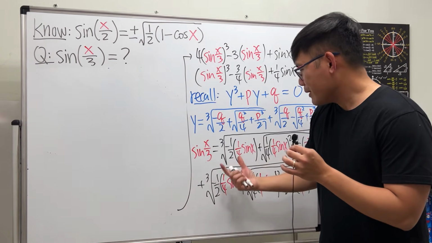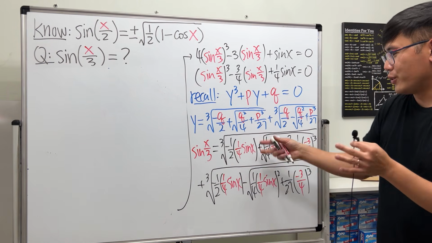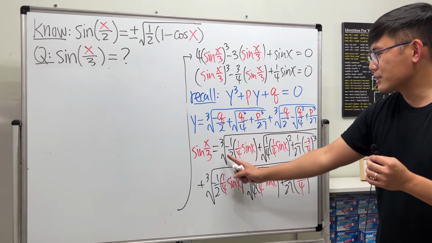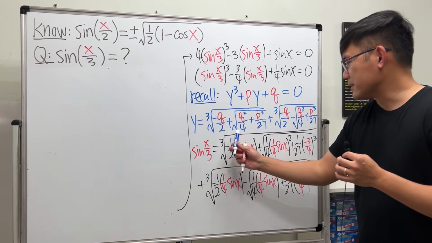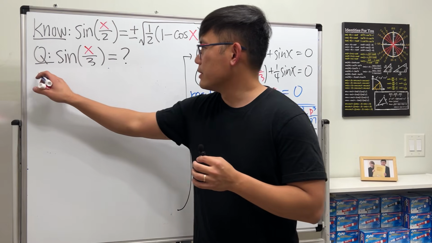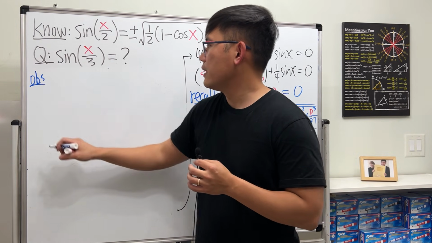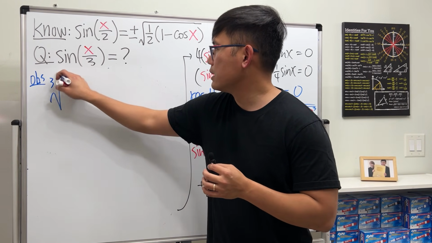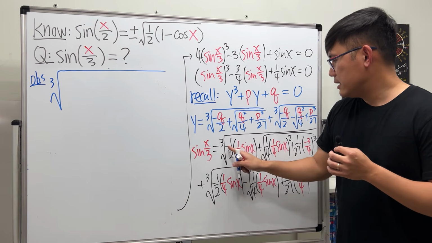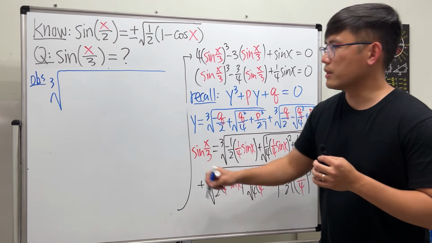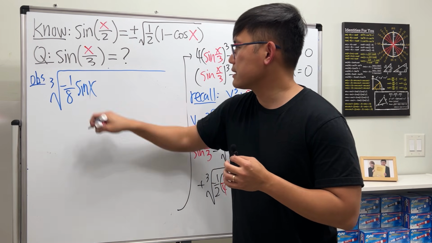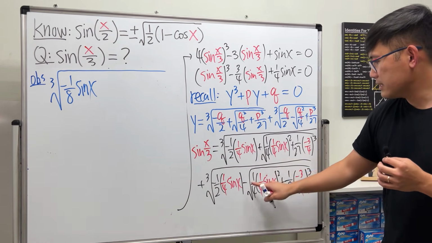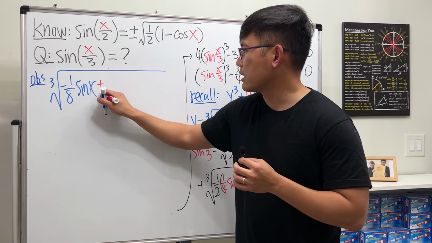Now, I'm not going to write down the cube roots and all that twice. I'm just going to focus on one of them, and later we'll put it together, okay? So let's make a quick observation for this part. If you look at the cube root, this times that is just negative 1 over 8. So that's nice. We get negative 1 over 8, and then we have sine x. And then we have the plus and minus, so I'll just put plus minus like this.